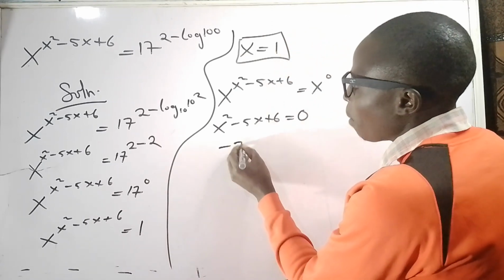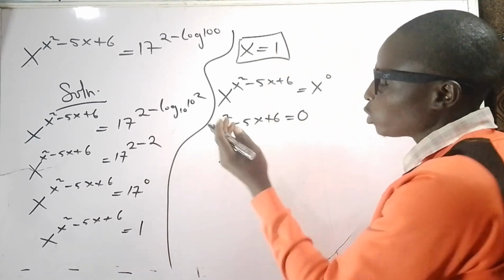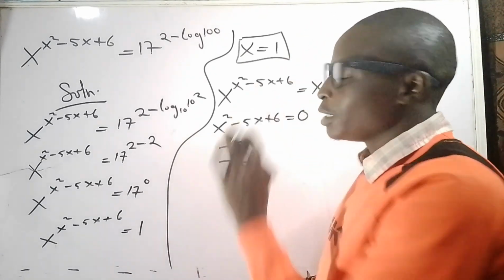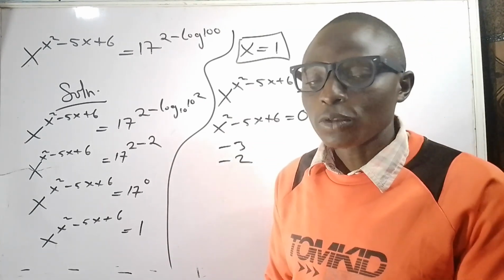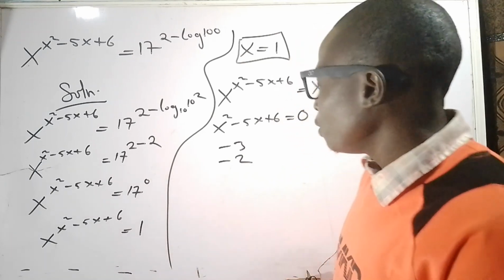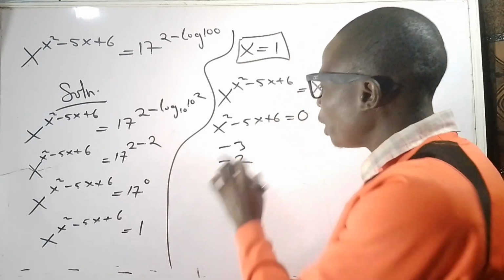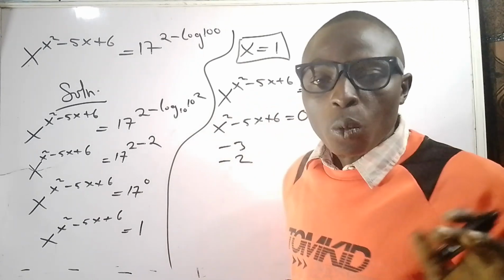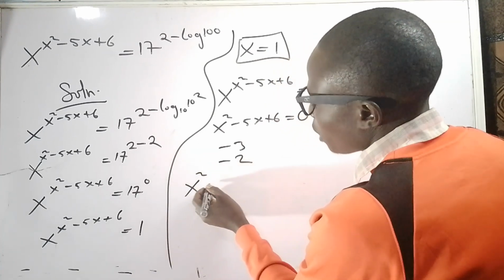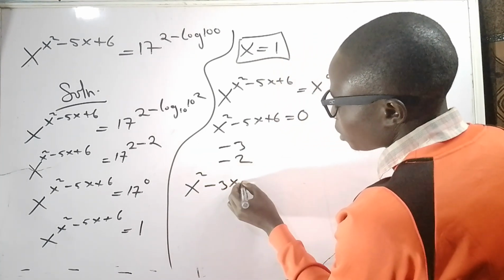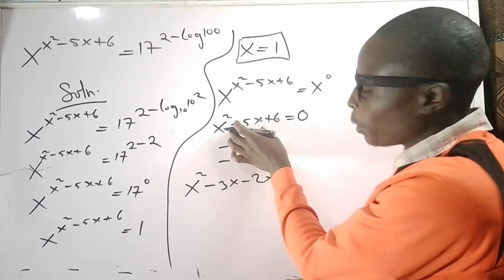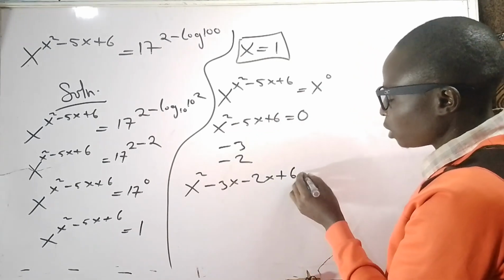And these factors are minus 3 and minus 2, because by the time we add the two the result will be negative 5. Minus 3 minus 2 is minus 5, and minus 3 multiplying minus 2 the result will be positive 6. So if that is the case, that means we are going to replace this negative 5x with minus 3x and minus 2x. That means we'll eventually have x squared minus 3x minus 2x plus 6 is equal to 0.